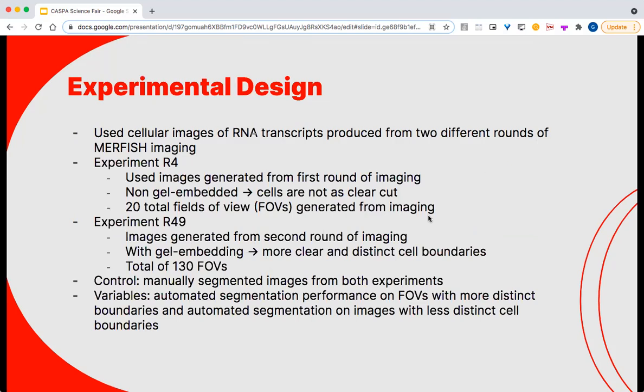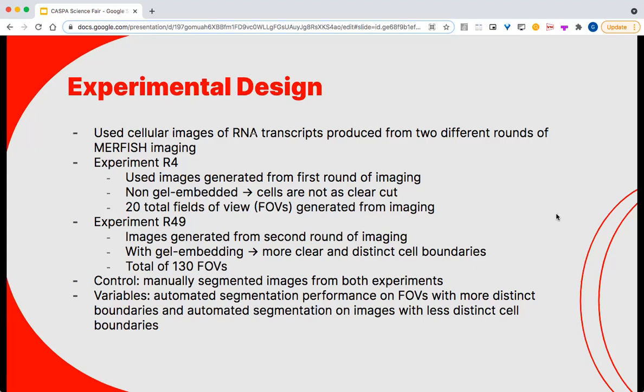So of course, with any scientific question, you have to perform experiments to collect results and perform analyses. So for my experiment, I used cellular images of RNA transcripts that were produced from 2 rounds of MERFISH imaging. With experiment R4, I used images generated from the first round of imaging. And for this experiment, the cells were non-gel embedded when we imaged. So that means that the cells are not as clear cut, and it can be a little bit harder to sort of distinguish where exactly one cell ends and another begins.